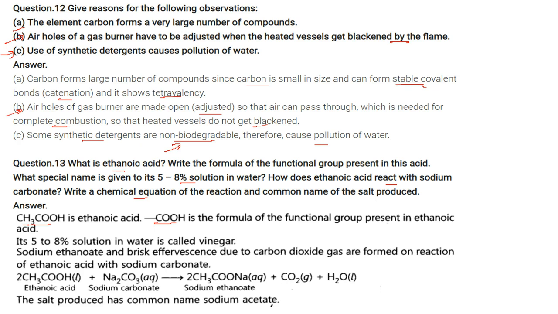So for this part, its 5 to 8% solution in water is known as vinegar. Next part: sodium ethanoate and brisk effervescence, because of the carbon dioxide formed on reaction of ethanoic acid and sodium carbonate. The salt produced has the common name sodium ethanoate, or sodium acetate is the common name.